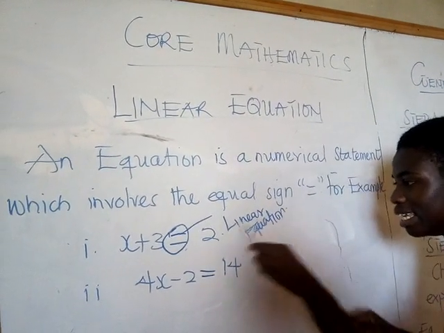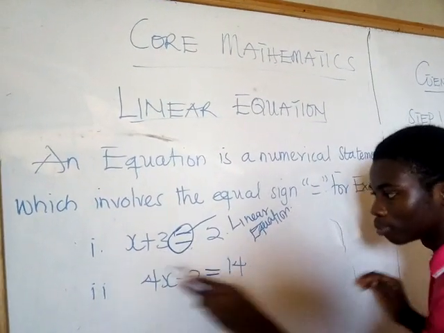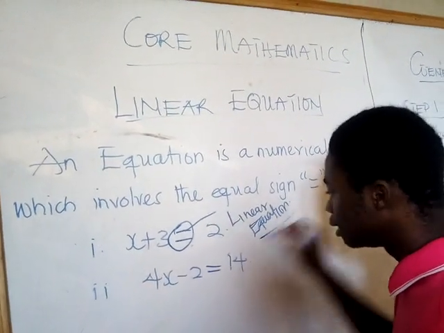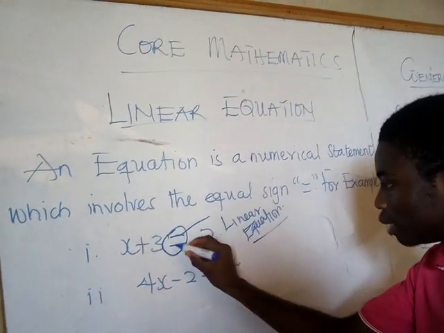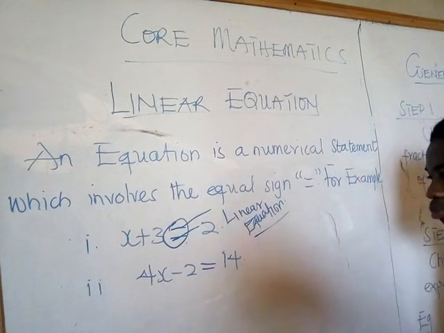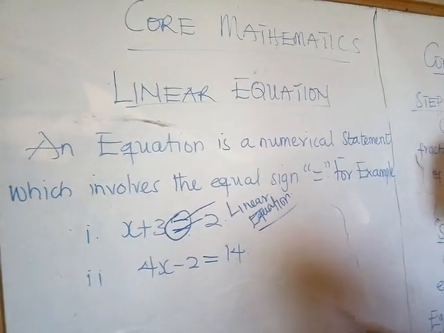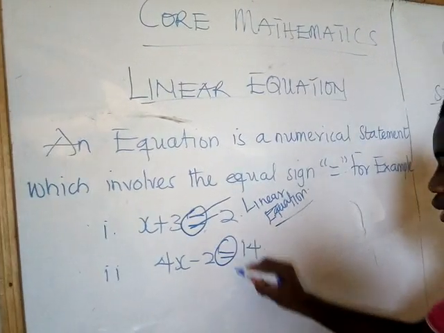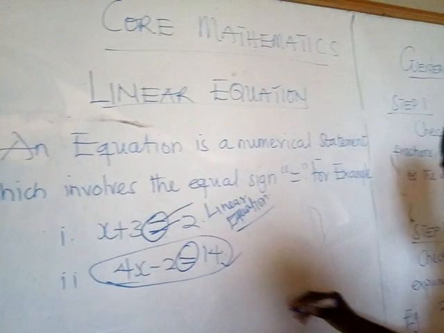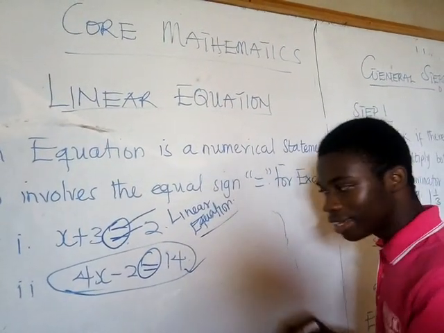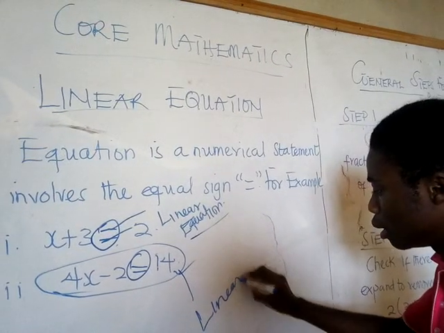When you say linear, it means it's in line, it is parallel. And when we talk about equation, it means it involves an equal to sign. So here is the equal to sign, which means it's a linear equation. The second one is 4x minus 2 equals 14. This also shows that it's an equation, and it is in a linear form. So it is a linear equation.